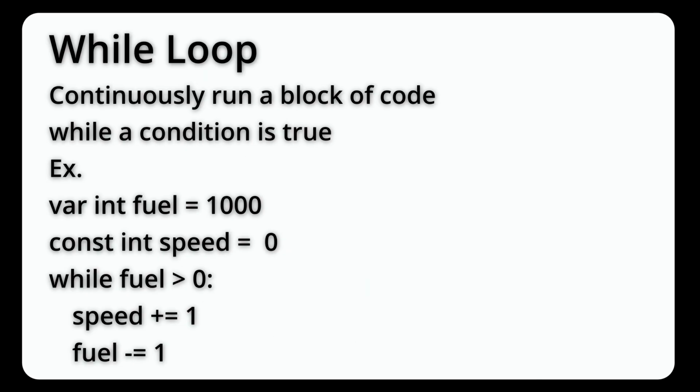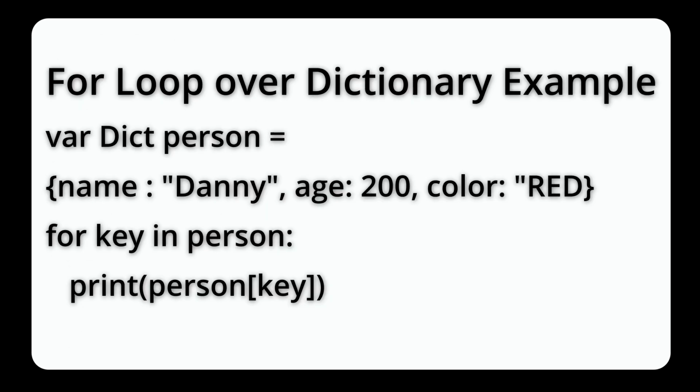The while loop is typically used when we have some starting assignments for variables and we want to do something to these variables while a condition is true. And once this condition is false, we exit the while loop. For instance, in this example, we have two variables, a fuel variable and a speed variable. The while loop checks if the fuel variable is greater than 0. And while this is true, we increase the speed and decrease the fuel. Once the fuel goes less than 0 or equal to 0, this while loop exits and the speed no longer increases. Here's another simple example of a for loop going over a dictionary of key and value pairs, printing the value at each key.